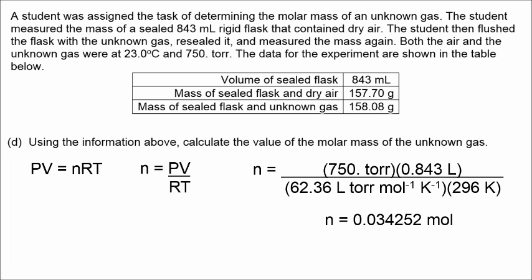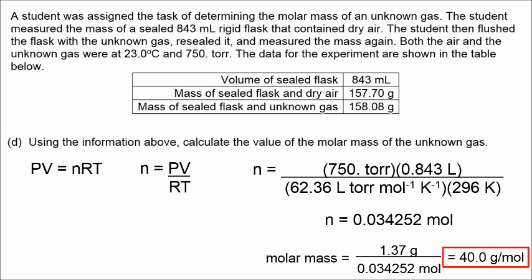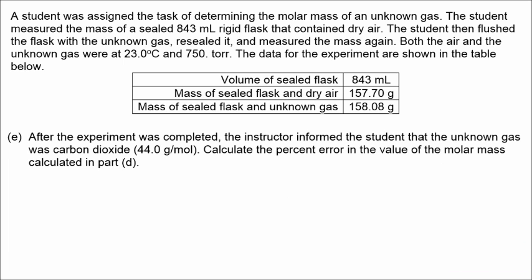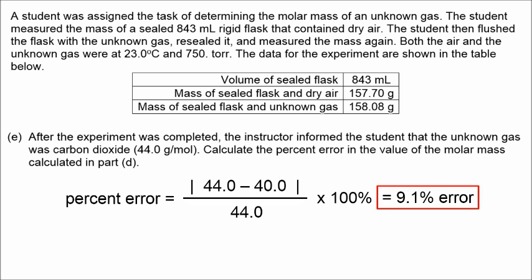I'm using some extra digits because I haven't rounded off my final answer yet. Recall from part C that we had 1.37 grams of this unknown gas, and that gives us a molar mass of almost exactly 40, so 40.0 with three sig figs. Now what do we do with this 40.0? Well, we compare our calculated value of the molar mass with the accepted value, and we get a percent error of around 9.1%. Our calculated value for molar mass was too low.